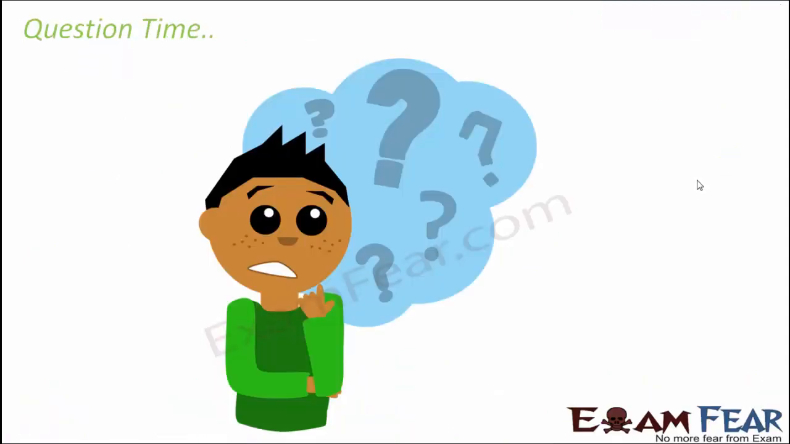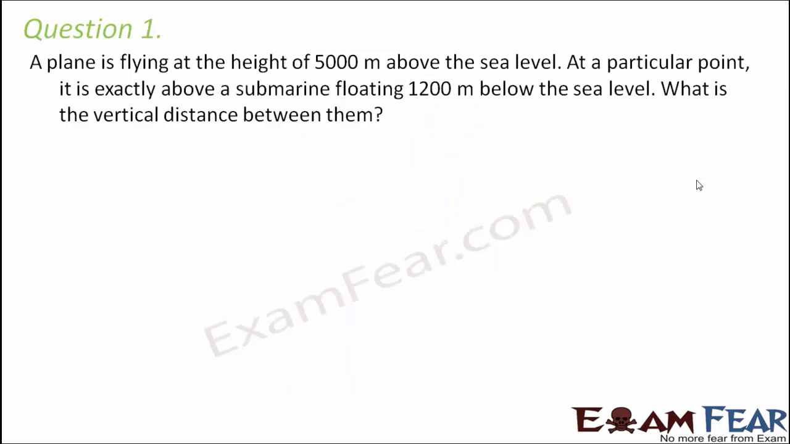So now, based on whatever we have studied so far on integers, addition, subtraction, finding out bigger and smaller integers, we will quickly look at some of the questions. Question number 1. A plane is flying at the height of 5,000 meters above the sea level. At a particular point, it is exactly above a submarine floating 1,200 meters below the sea level. What is the vertical distance between them?